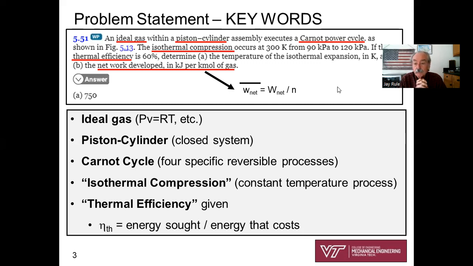And then part B, which I dread, okay, net work developed in kilojoules per kilomole. And I refresh my memory, that's w net bar, little w net bar, which I dread working in, and that's equal to capital W net, the net work in joules or kilojoules, divided by N, the number of kilomoles, kilojoules per kilomole. Okay, so that's the setup. We've picked out the key words.